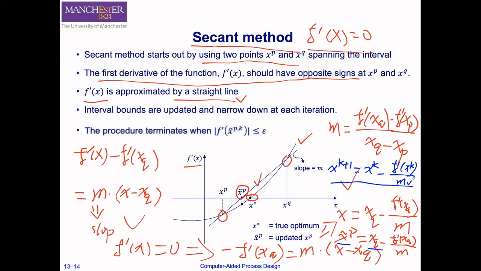In Newton's method, the denominator is the second derivative of the function fx at xk. Here, the denominator is the slope of the straight line that is calculated based on the first derivative at these 2 points, xp and xq. In other words, the secant method imitates Newton's method, right? So this method is also called quasi-Newton's method.